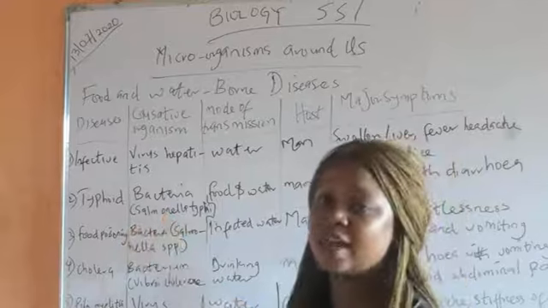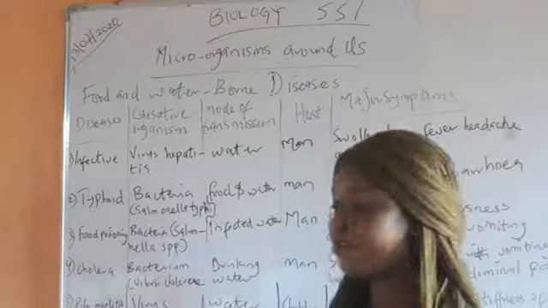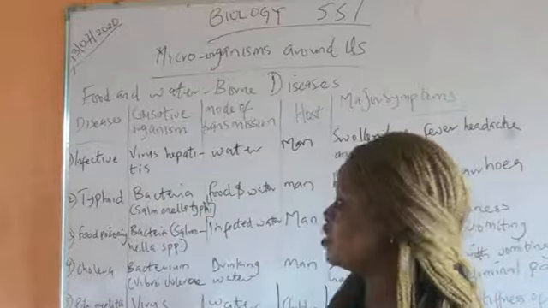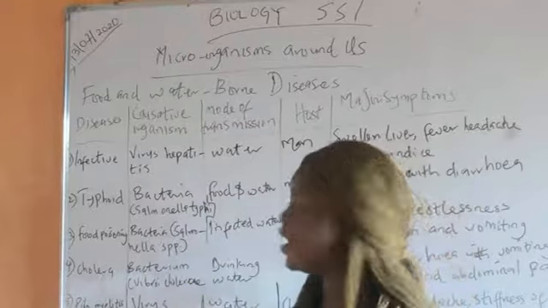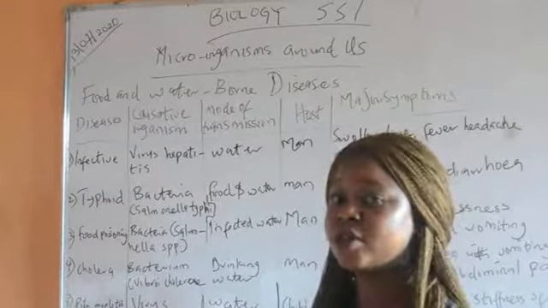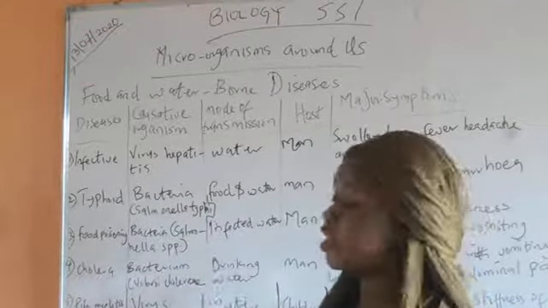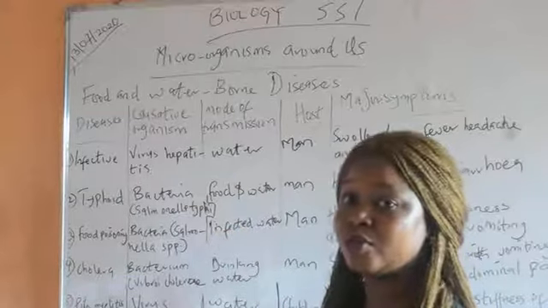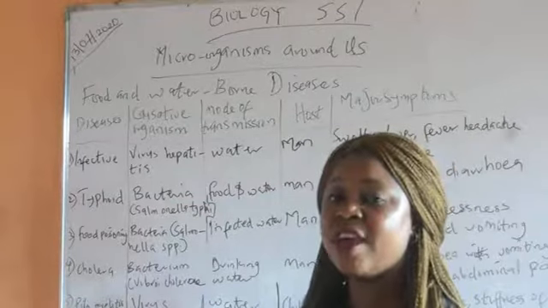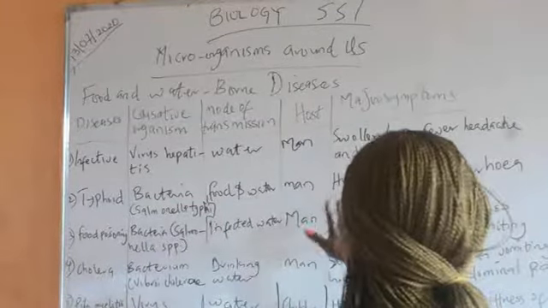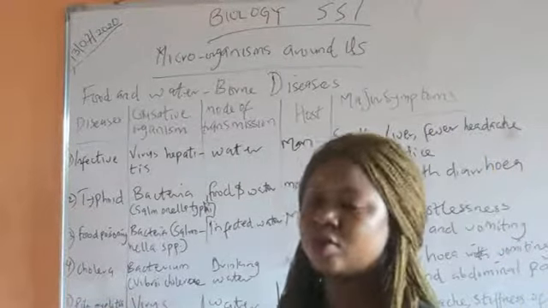The next disease is typhoid fever, the one I know most of you are used to. The causative agent is bacteria, the Salmonella typhi. The mode of transmission is through food and water. The host is man, both male and female of any age. The major symptom is high temperature with diarrhea or constipation. So those are the symptoms.